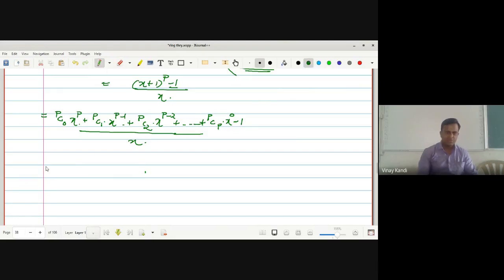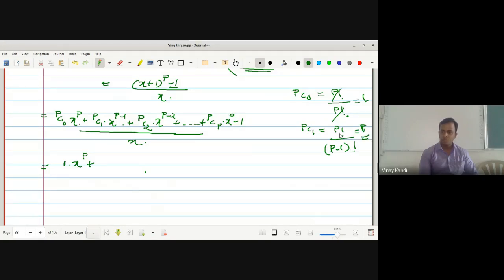Okay, so what is the value of p c 0? It is p factorial upon p minus 0 factorial, which is p factorial, and 0 factorial is 1. So here we get 1. So the first coefficient is 1, x raised to p. Plus p c1. What is the value of p c1? p factorial upon p minus 1 factorial, and 1 factorial is 1, so you will get only p.